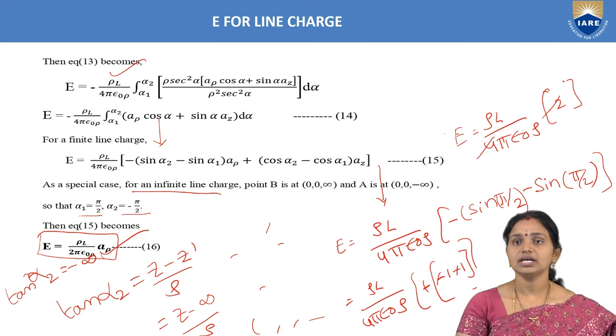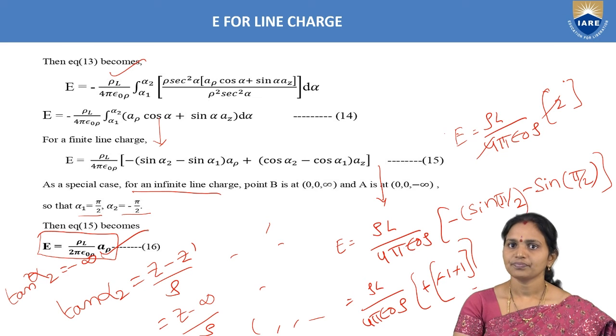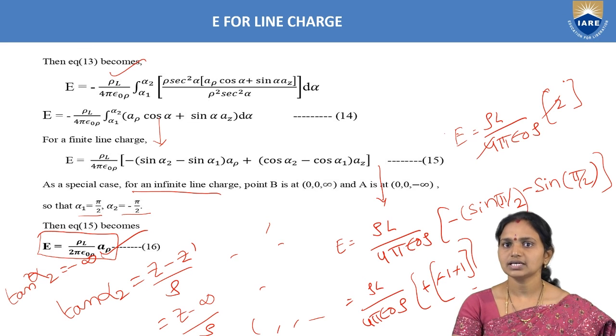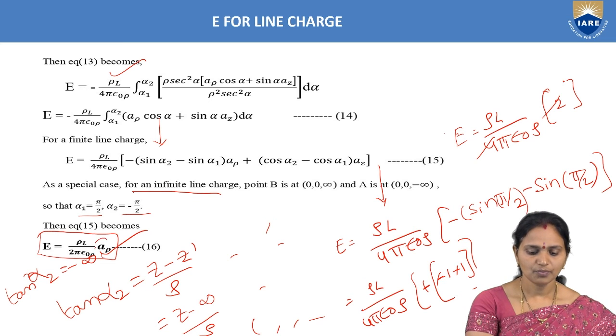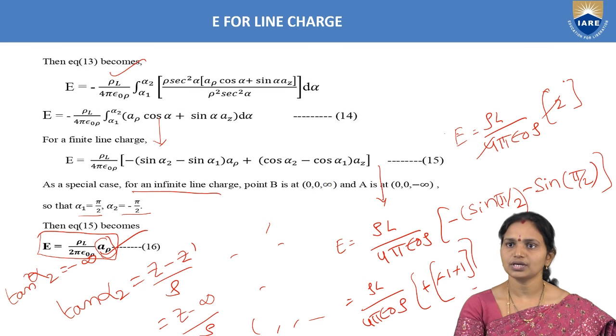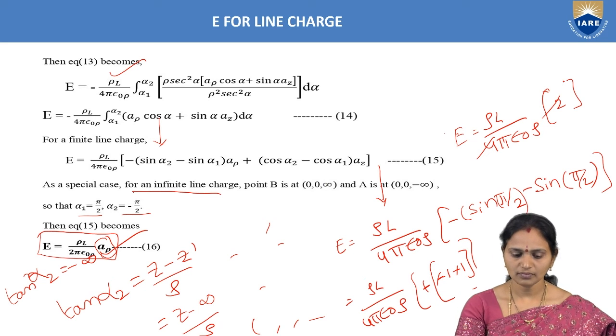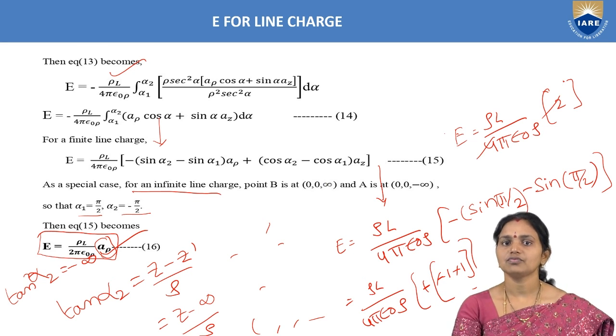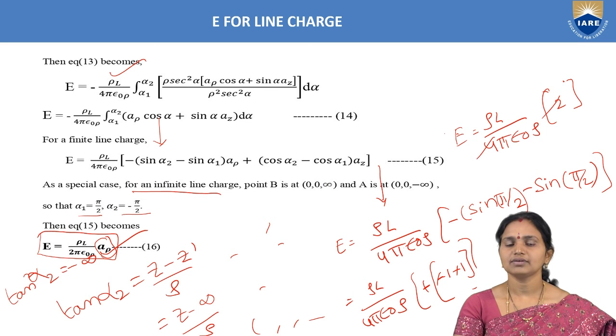So if it is an infinite line charge which is located along z axis, then the only electric field component existing is along the rho direction. So now this is the case of calculation of electric field strength in case of a line charge.